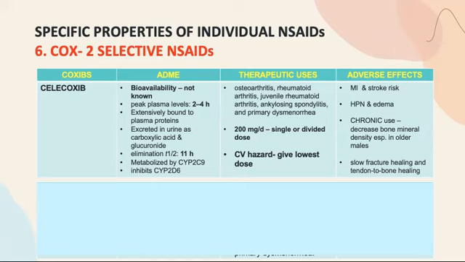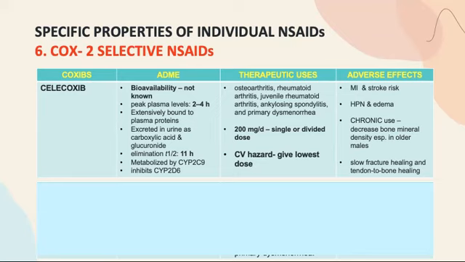Celecoxib is used for the management of acute pain and for the treatment of osteoarthritis, rheumatoid arthritis, juvenile rheumatoid arthritis, ankylosing spondylitis, and primary dysmenorrhea. The recommended dose for treating osteoarthritis is 200 milligrams per day as a single dose or divided as 2 doses. In the treatment of rheumatoid arthritis, the recommended dose is 100 to 200 milligrams twice daily. Because of the cardiovascular hazard, physicians are advised to use the lowest possible dose for the shortest possible duration.